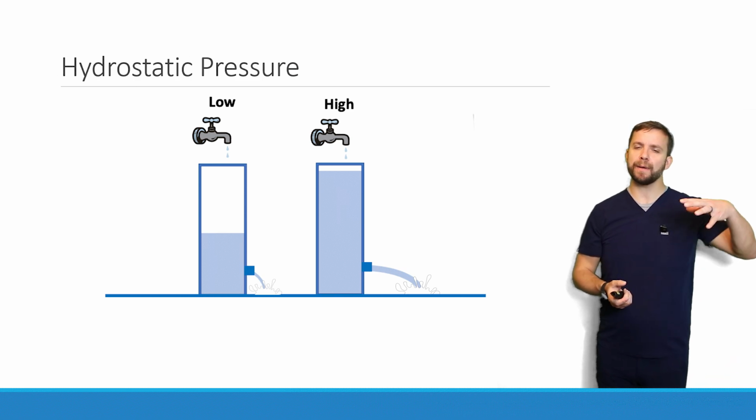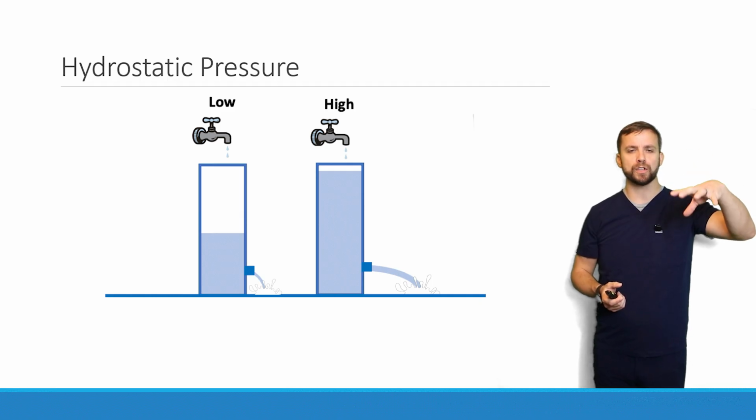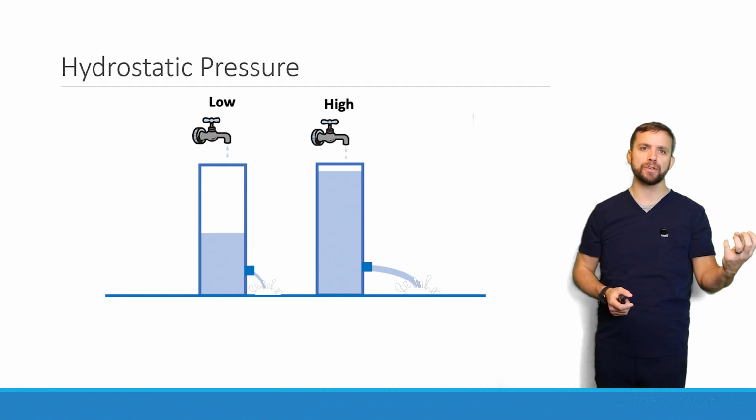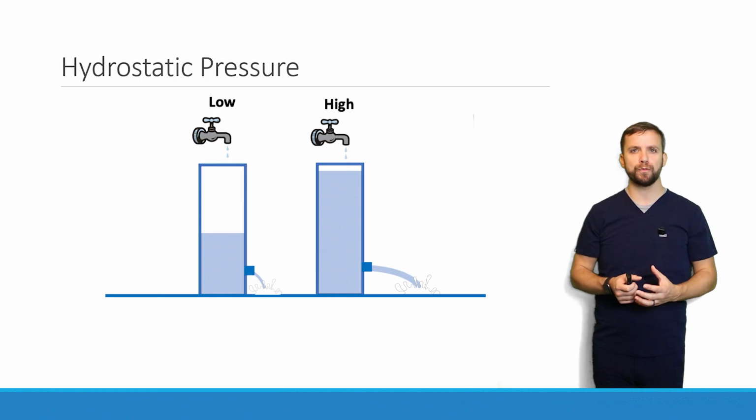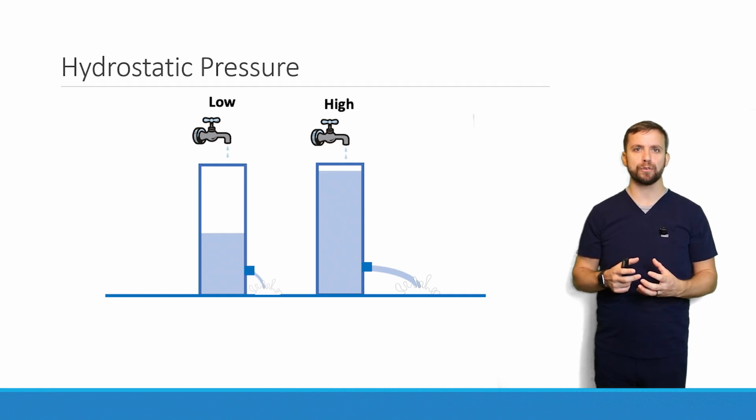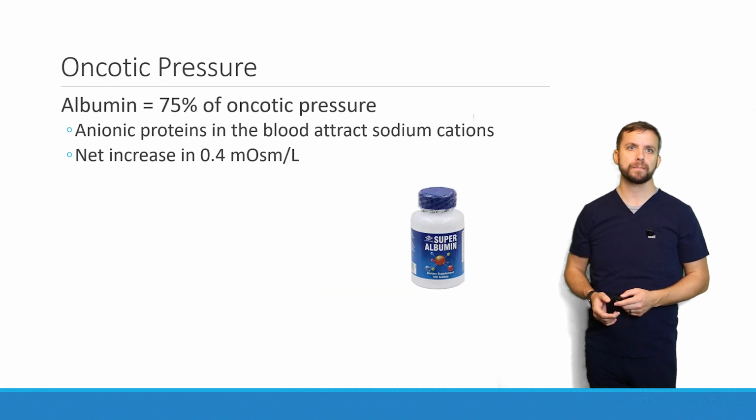Hydrostatic pressure, you can think about it as a force that the more you have, the more it's going to push. If you look at these columns with water, if you don't have that column filled completely up, you're not going to get as big of a flow as if you have it completely filled up. So if you think about somebody like a heart failure patient that has a lot of intravascular fluid, they're going to have a high hydrostatic pressure, and that's why you get things like pulmonary edema.